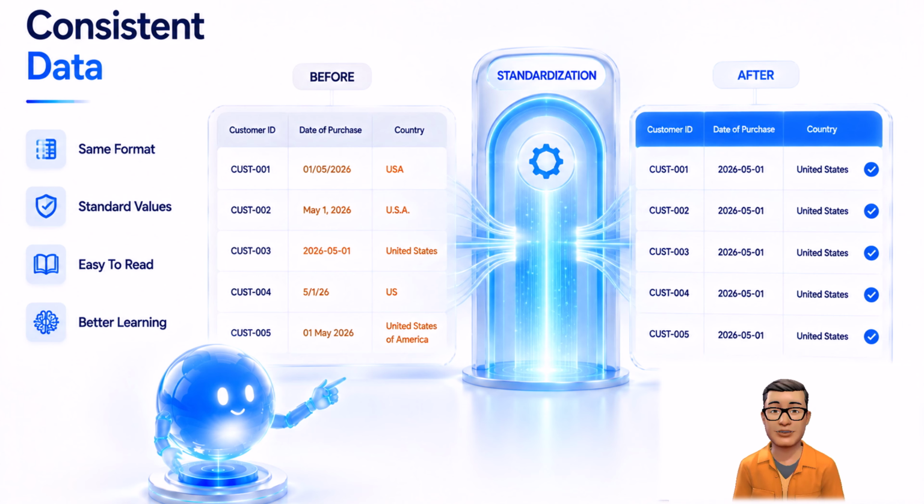The same problem happens with names, countries, product categories, and many other types of data. Before training an AI, we standardize the data so similar information is stored in the same format. This helps the AI focus on learning meaningful patterns instead of being confused by inconsistent formatting.